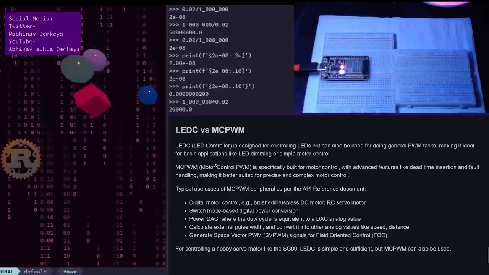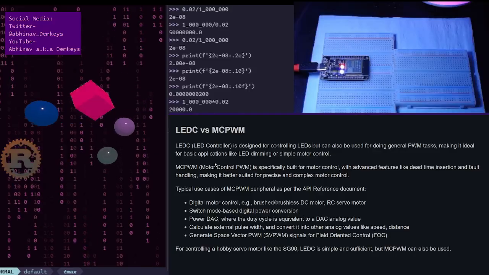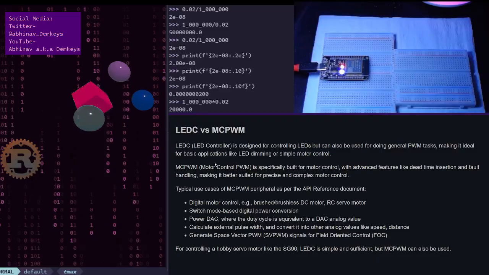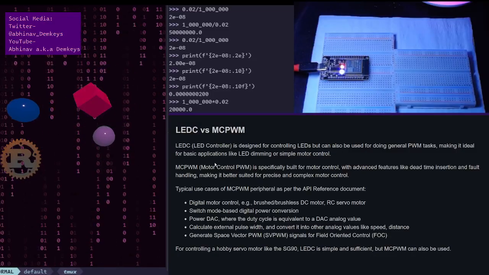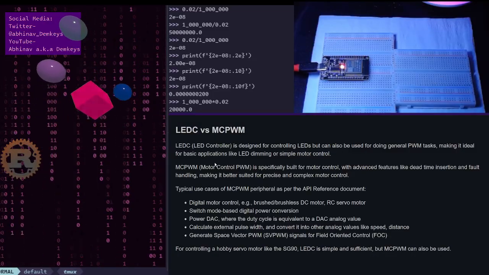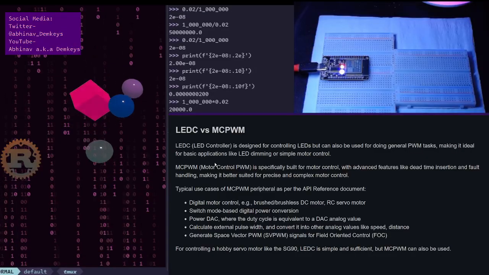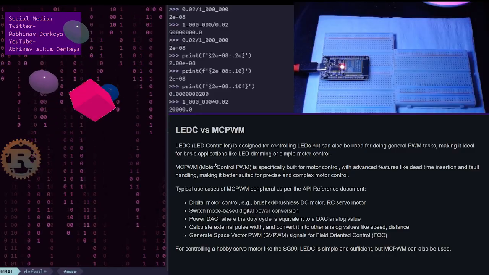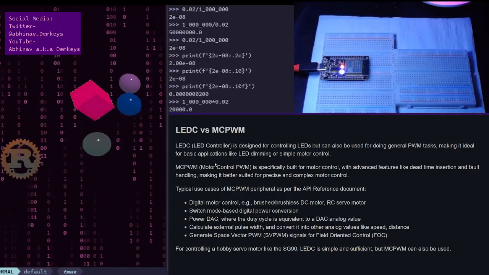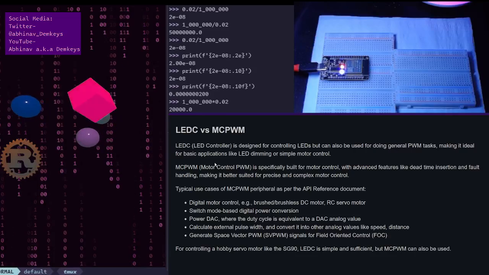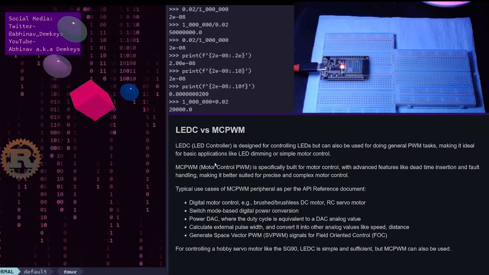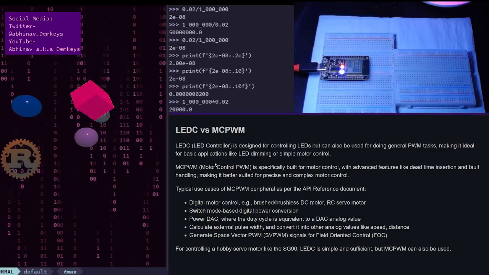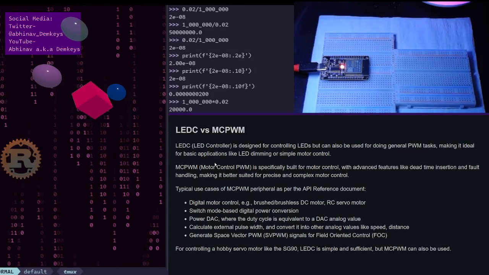Typical use cases of MCPWM peripherals as per the API reference document: digital motor control, example brushless DC motor, RC servo motor, switch mode based digital power conversion, power DAC, where the duty cycle is equivalent to a DAC analog value, calculate external pulse width and convert it into other analog values like speed, distance, etc., generate space vector PWM signals for field-oriented control.